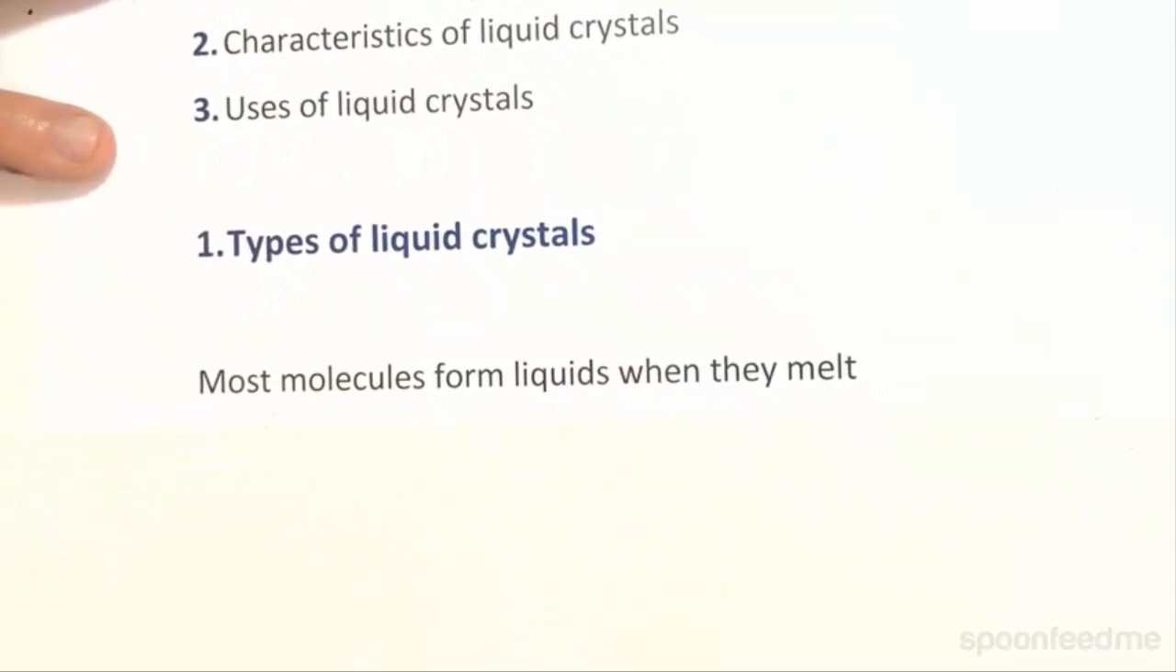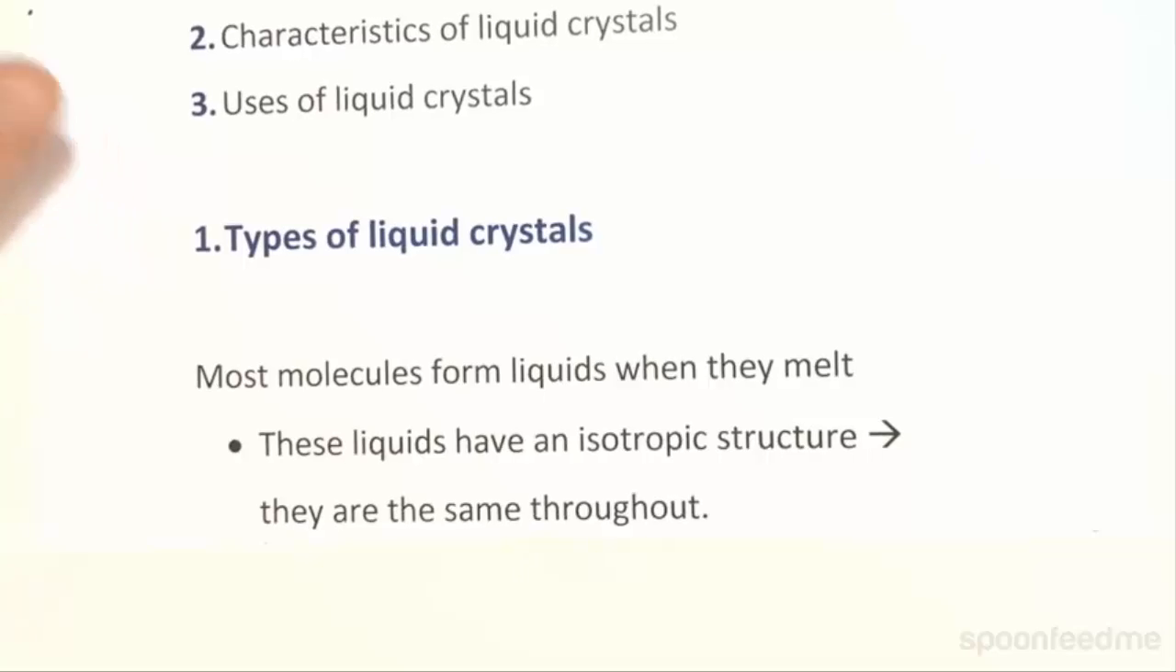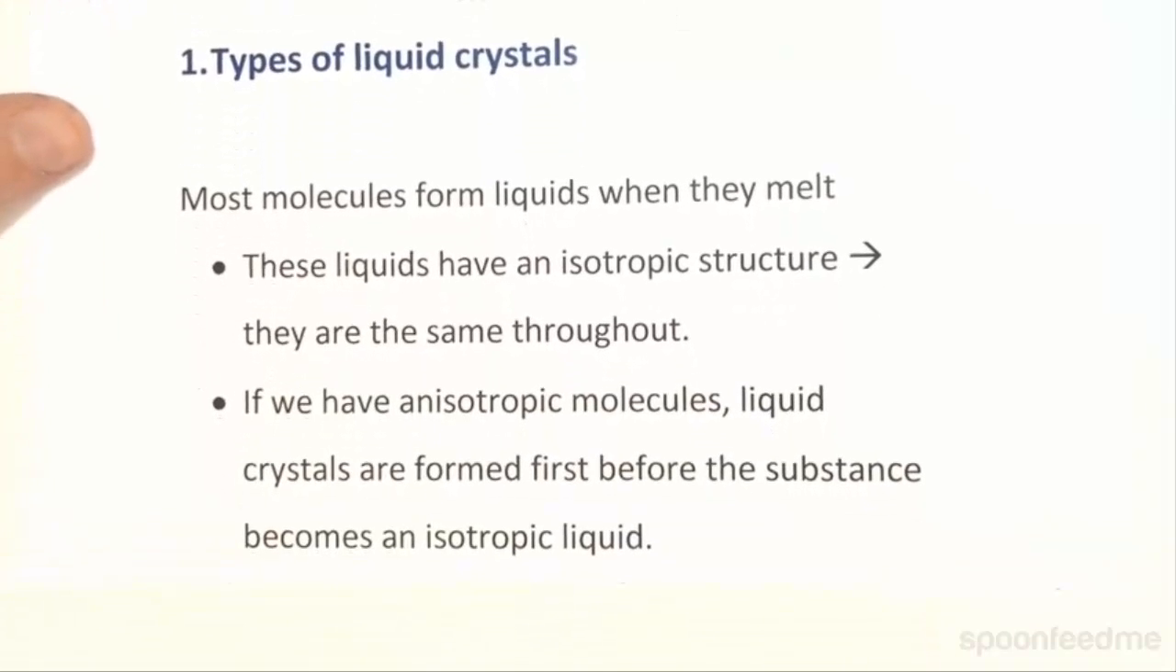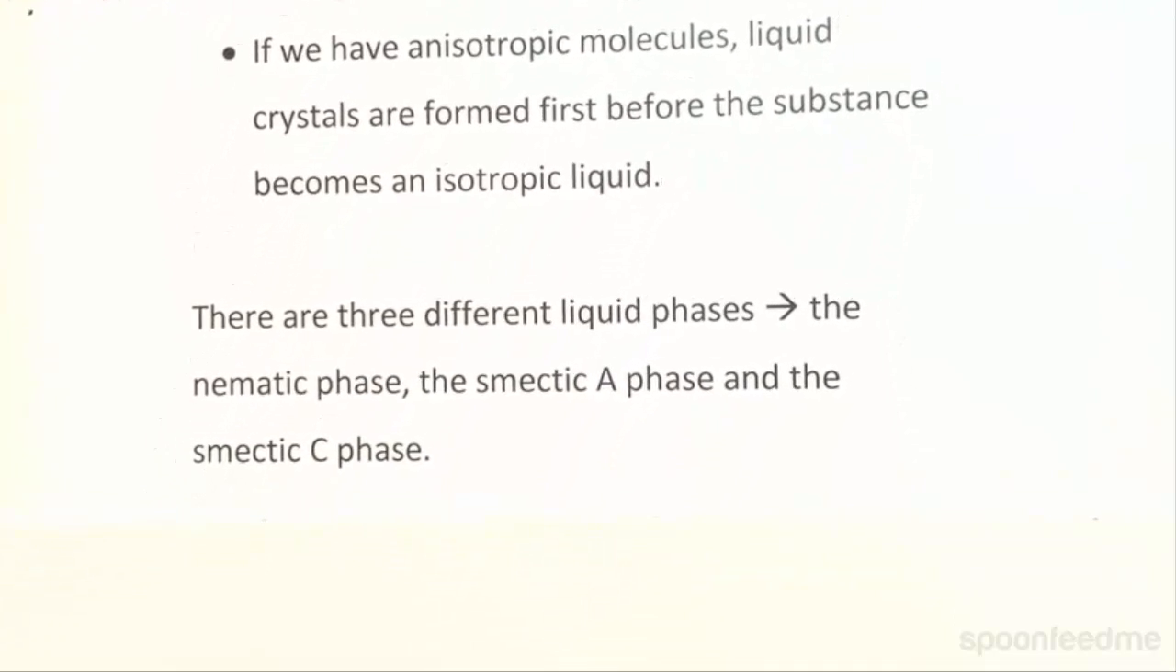So most molecules form liquids when they melt. These liquids have an isotropic structure, and this means they're the same throughout. If, however, we have anisotropic molecules, that is molecules that are not the same throughout, liquid crystals are formed first before the substance becomes an isotropic liquid. There are three different liquid phases that we have to become familiar with: the nematic phase, the Smectic A phase, and the Smectic C phase.